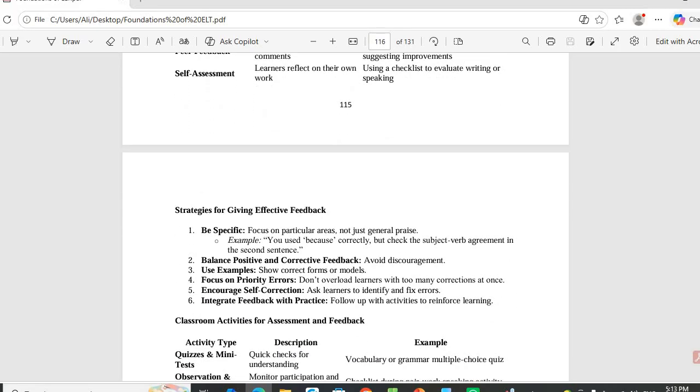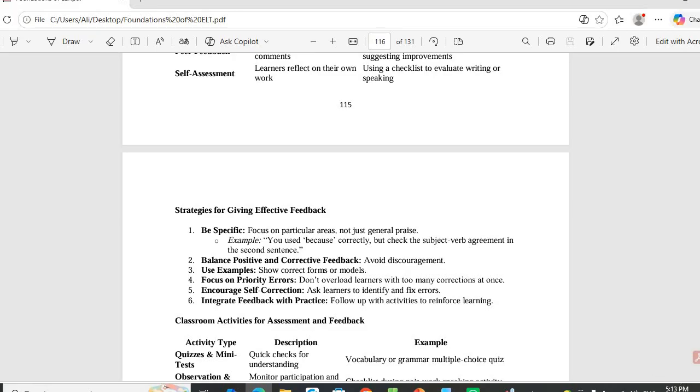Strategies for giving effective feedback. Be specific. Balance positive and corrective feedback. Use examples. Focus on priority areas. Encourage self-correction. Integrate feedback with practice.